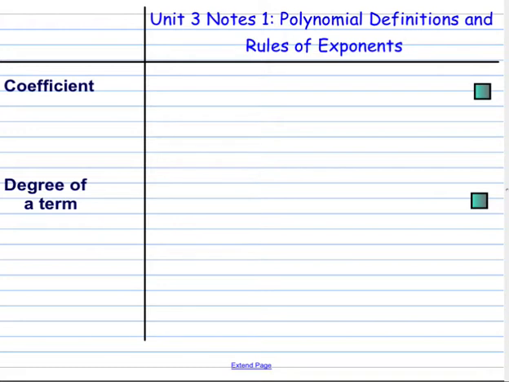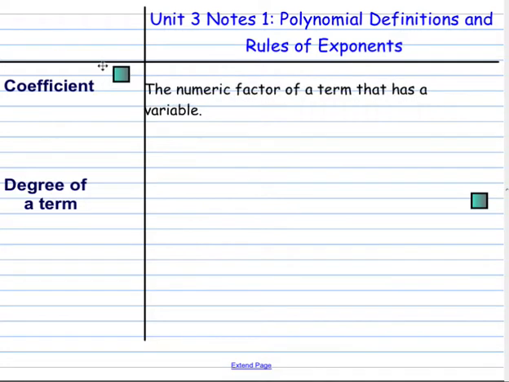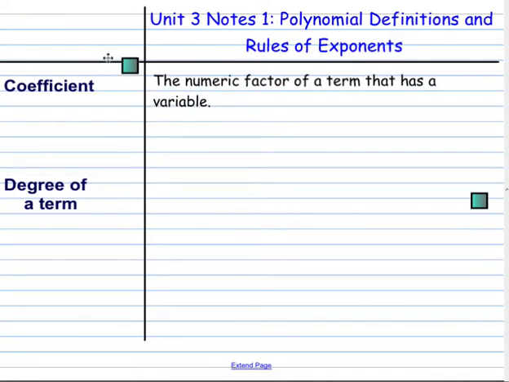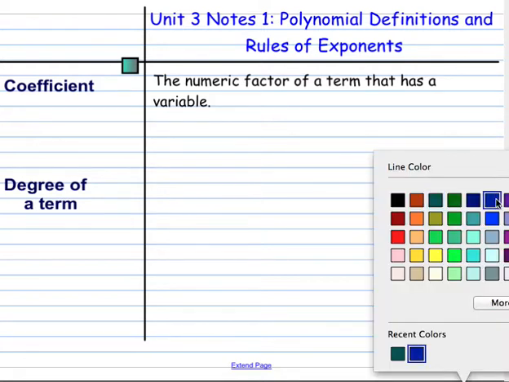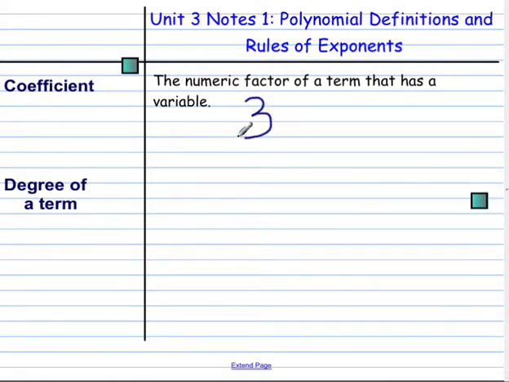Next, let's take a look at a coefficient. A coefficient is the number factor of a term that has a variable. That's actually a lot more confusing than it sounds. We've dealt with coefficients before; you've hopefully heard that term. Let's say I have 3x. All that's saying by the number factor is that this 3 right here is the coefficient of the term 3x. If you have 6x, your coefficient would be 6. It's that number that's being multiplied by your variable.